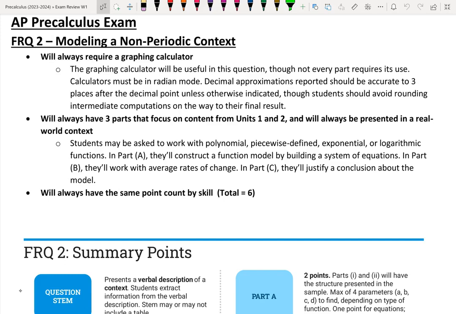In part B, you'll work with average rates of change. And part C, you'll justify a conclusion about the model. The total points will always be out of 6.